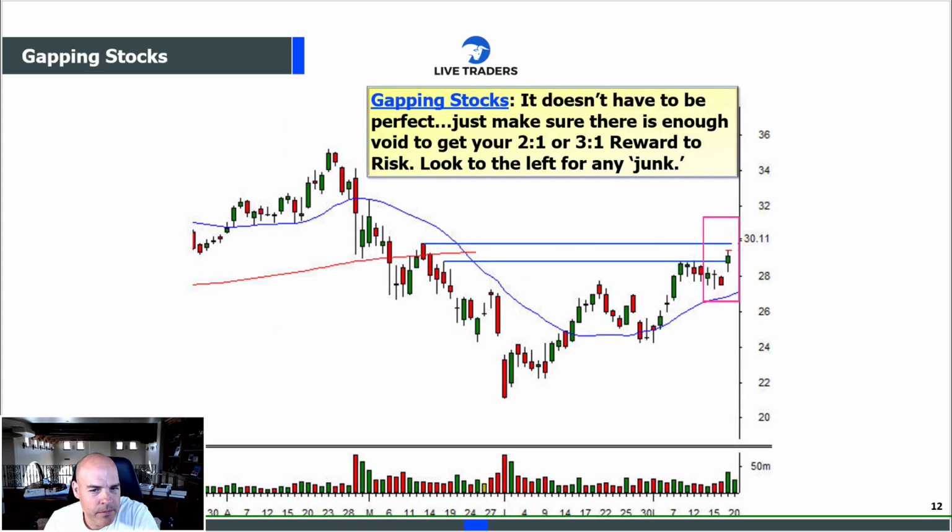All right, next, gapping stocks. Now, is this the world's greatest gapper? No, not really, but you get the point here. It doesn't have to be perfect. Just make sure there's enough void to get your 2-to-1 or 3-to-1 reward to risk. Look to the left for any junk, right? Beyonce knows it. To the left, right? She knows it. Why don't you?